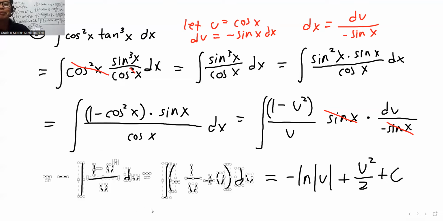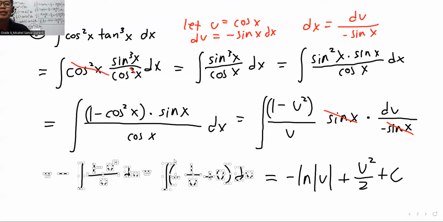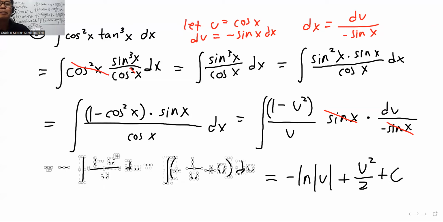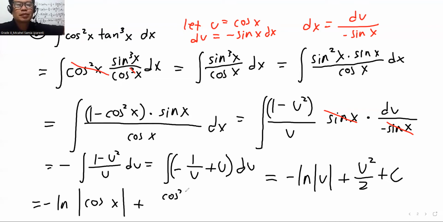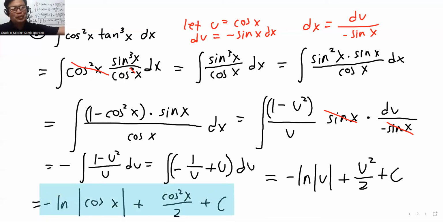Okay, one more step. I will just make this smaller. Now replace the u with cosine. Ln of cos x plus cos squared x over 2 plus c. So the final answer is the natural logarithm of the absolute value of cosine x plus cosine squared x over 2 plus c.